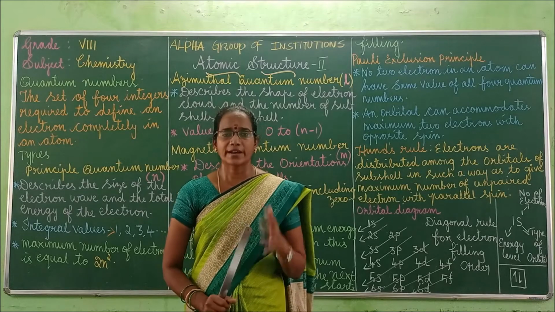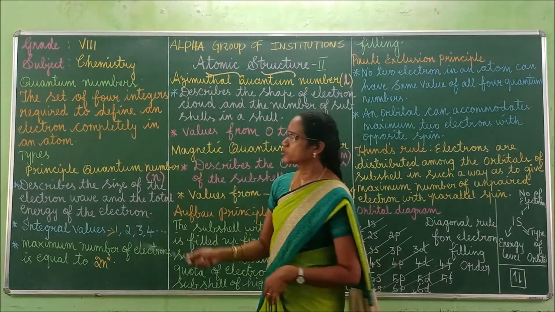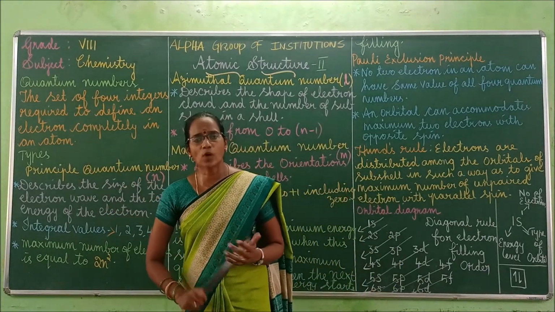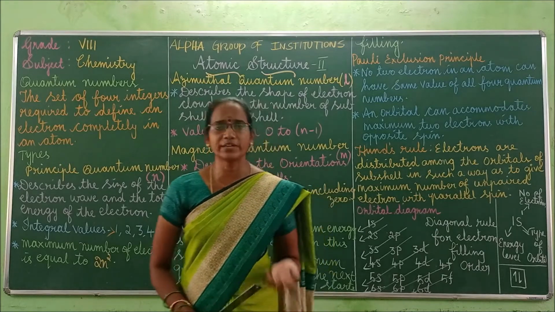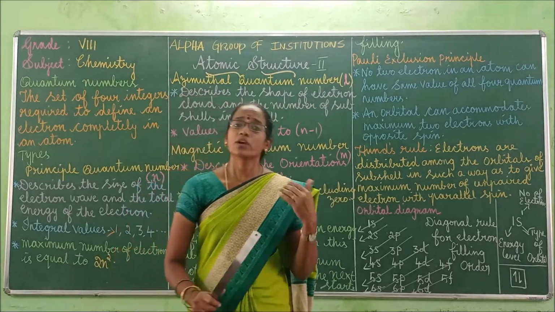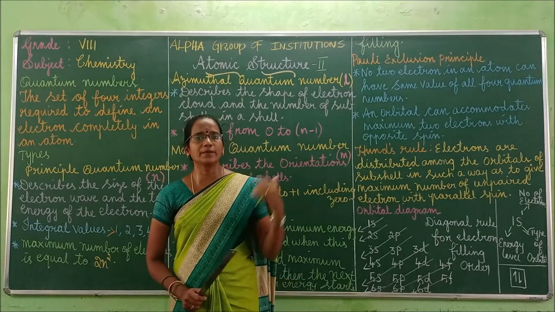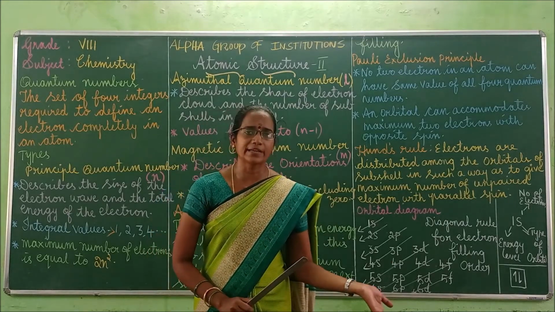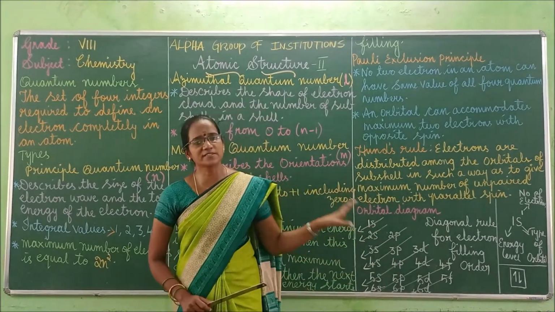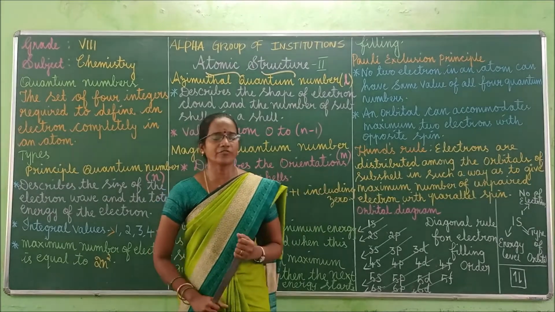Got it, children? Right. So what are the things we have discussed today? One is about the quantum numbers. What are the different types of quantum numbers? What are the three rules that are useful in making the orbital diagram? Finally, we discussed about the electronic configuration.